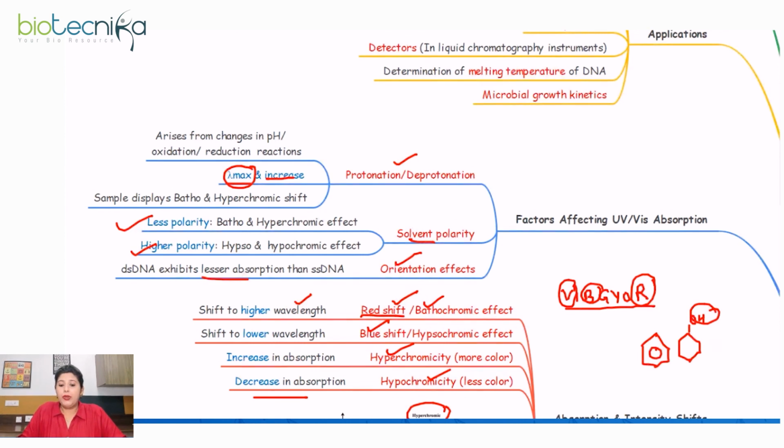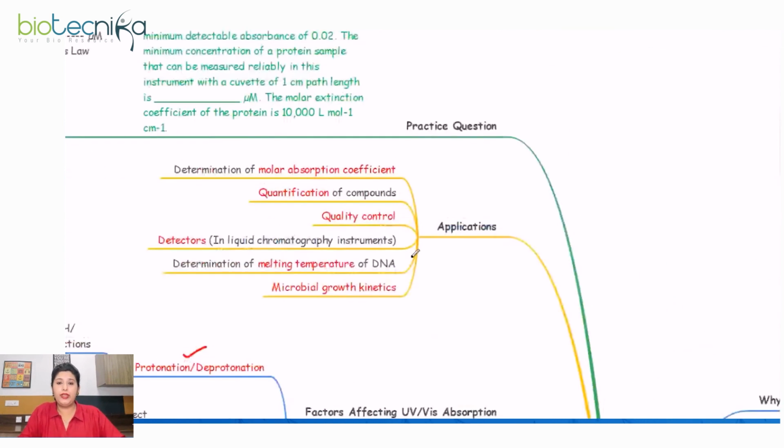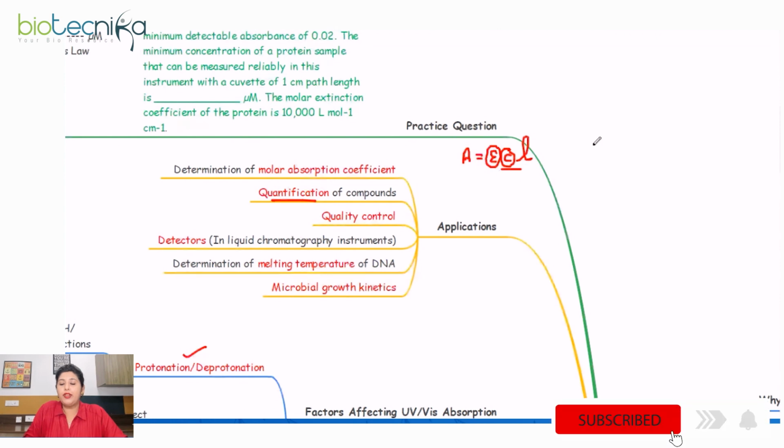Now coming to the application part. Where do you think we can use UV visible spectroscopy? You know the formula: absorbance equals molar extinction coefficient times concentration times path length. That means you can determine the concentration, that is, you can do the quantification of compounds. Then you can determine the molar absorption coefficient also. What you need to do is simply rearrange the formula. If you have to determine the concentration, you simply rearrange the formula and write absorbance divided by molar extinction coefficient and path length.